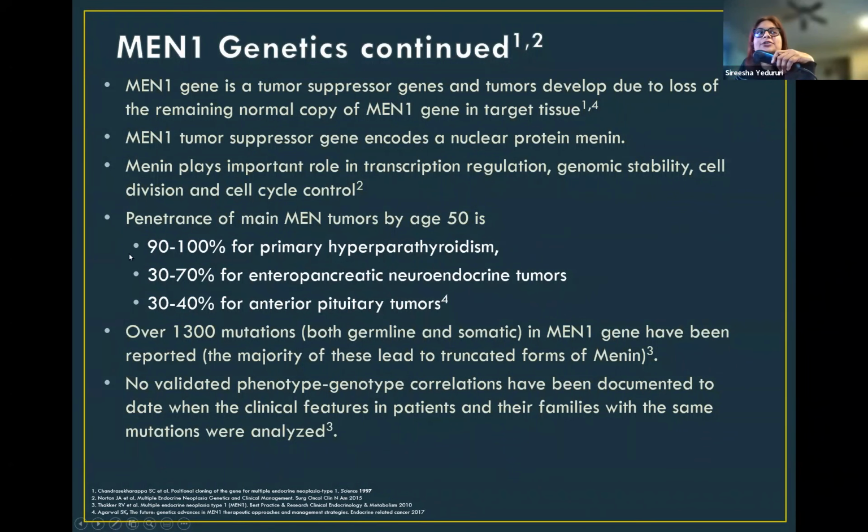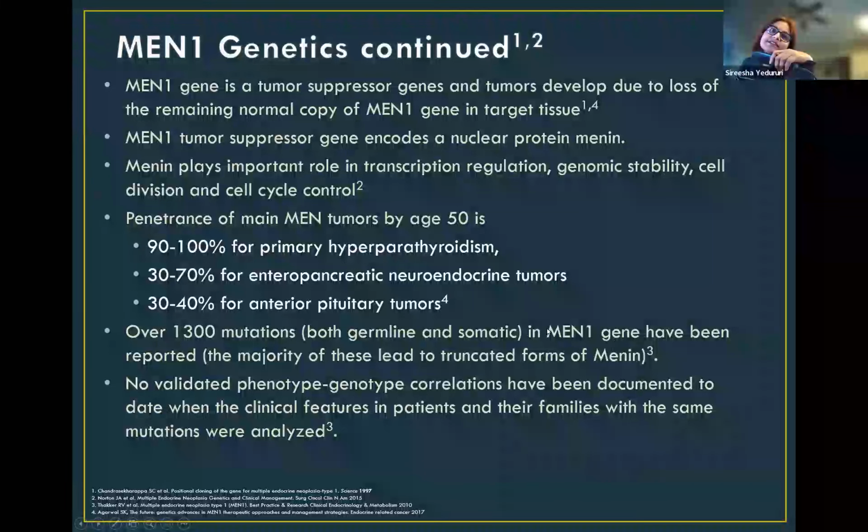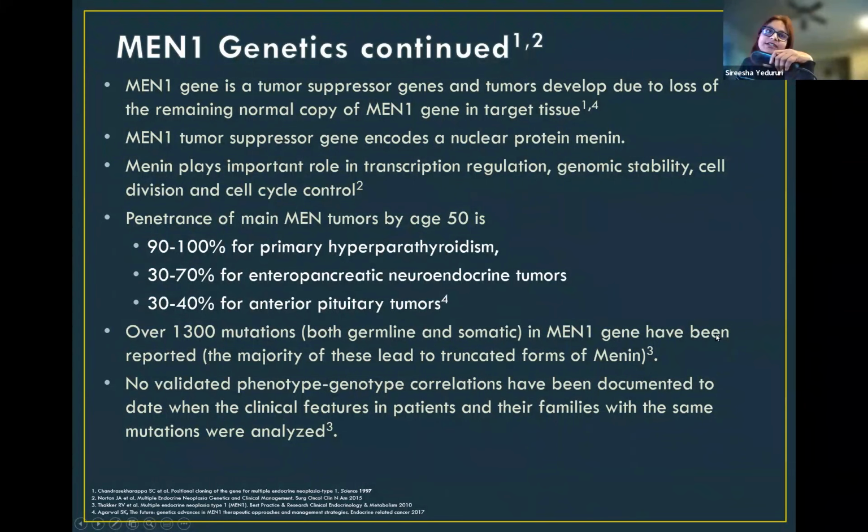So 90 to 100% of the patients show primary hyperparathyroidism. About 30 to 70% of the patients show neuroendocrine tumors in the duodenum and pancreas. And 30 to 40% of the patients show anterior pituitary tumors. This is penetrance by age 50. And then there are several types of mutations. About 1,300 mutations are found in the MEN1 gene.